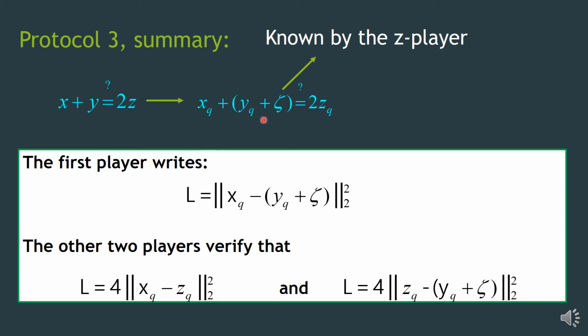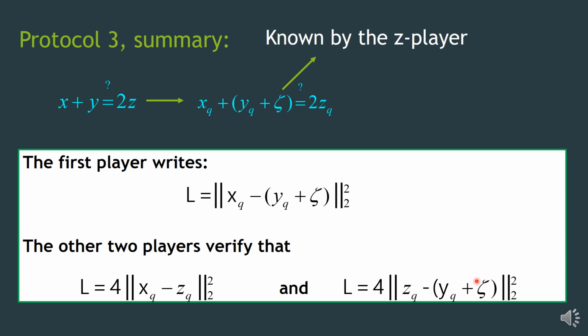that this correction vector, which depends only on the carry vector of adding x and y, is known to the z player. So when the z player computes L in the first stage, it doesn't need any help. He knows xq, he knows yq, and he knows the correction vector. When the first player, the y player, computes the distance between xq and zq and verifies that this distance times 4 is equal to L, he also doesn't need to know the correction vector, so he doesn't need to know the carry vector, because it's simply not a part of his computation. And the only player that needs this information is the x player. The z player knows it, and he needs to share it with the x player.